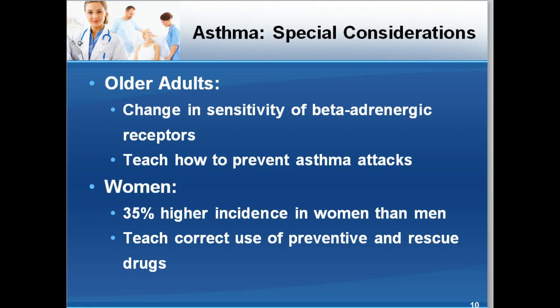As far as older adults, a change in sensitivity of beta adrenergic receptors may prompt that, and teach how to prevent asthma attacks. Also, women generally have a 35% higher incidence than men, and teach correct use of preventive and rescue drugs.